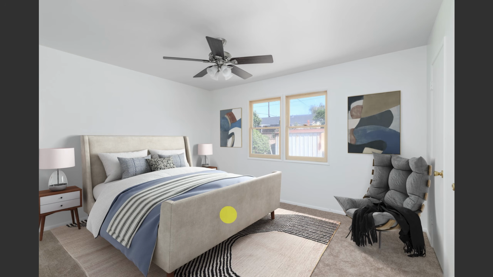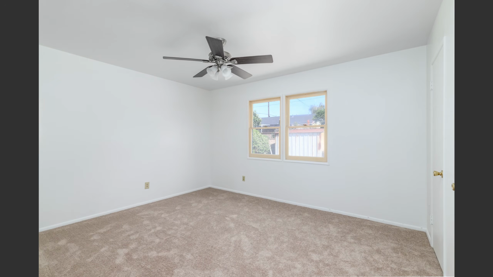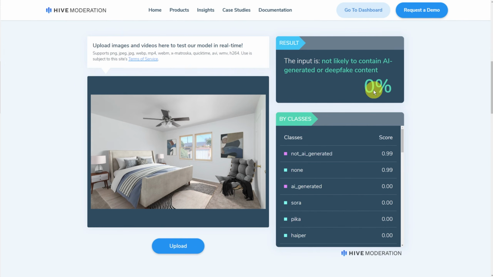But here's something that's even scarier. This complete room was virtually staged. So this was completely empty. There was nothing in here except just the bare walls and carpet. So all this was virtually staged using Apply Design. When I put this into Hive Moderation, it detected none. No AI in here at all.